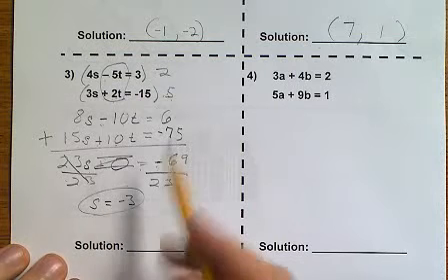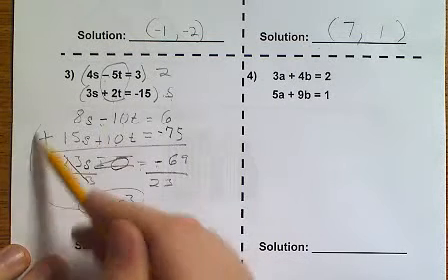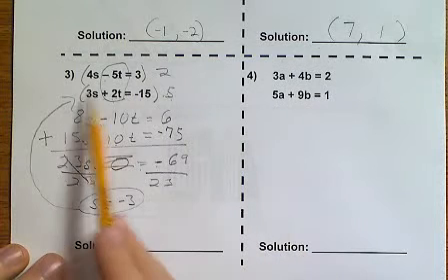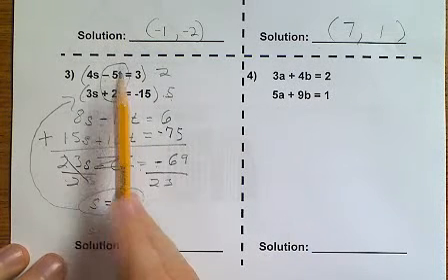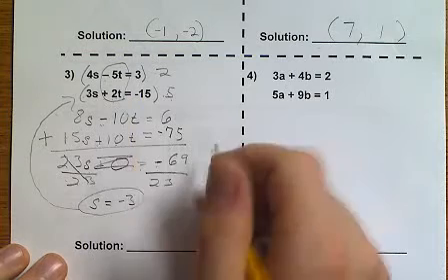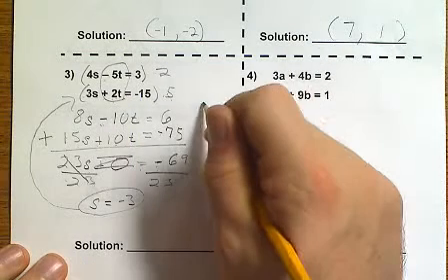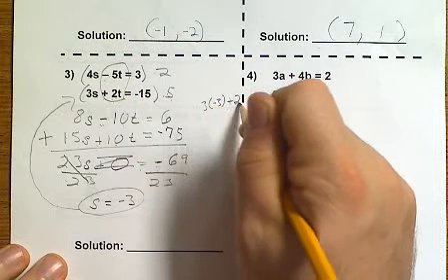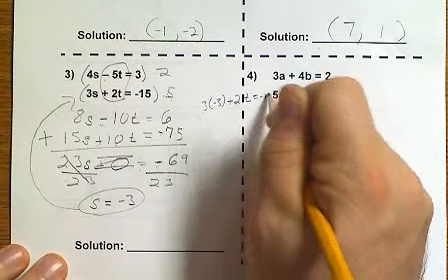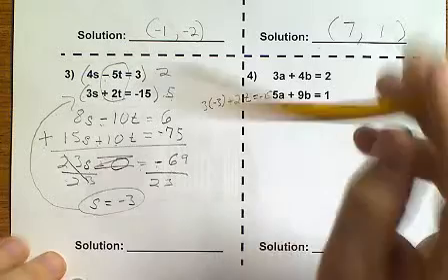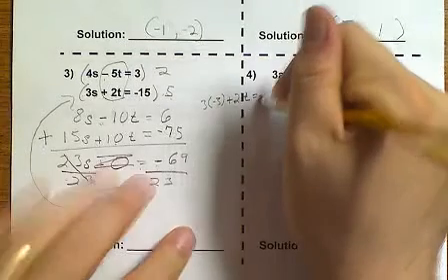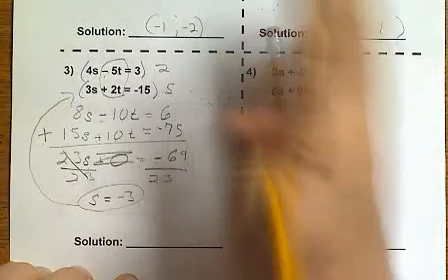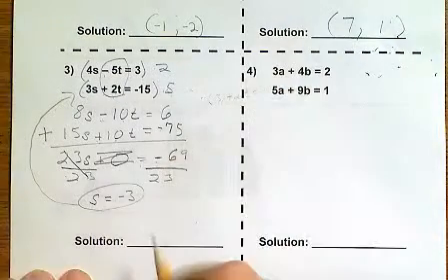I'm going to take this and plug it into either equation. I just like the 3 and the 2. We could use the 4 and the 5, but I like 3 and 2. So 3 times negative 3 plus 2t equals negative 15, and I'm going to move this to the side just a little bit. I've kind of taken up too much space over here, so I'm going to work it out down here.